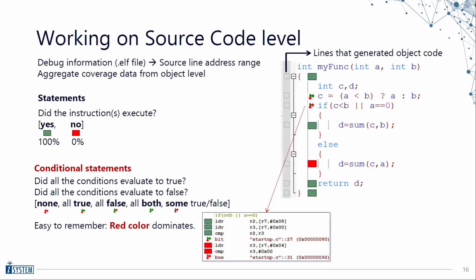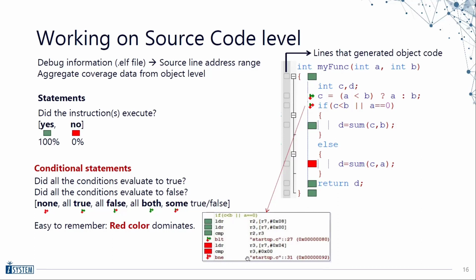The statement coverage is easy. If the instructions within that source line executed, it is covered. If they did not execute, it is not covered. Conditional statements are a bit trickier as they merge the information of all the conditional instructions in its range. For example, here we have two conditional instructions belonging to the source line, and you can imagine as if we put each coverage outcome of each conditional instruction on top of each other, and the red light shines through.